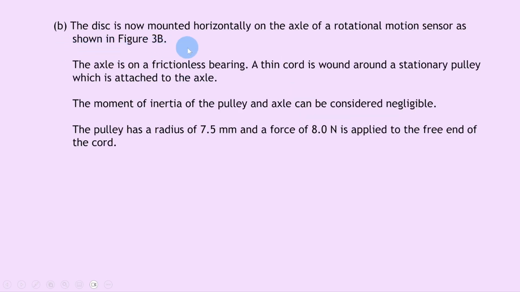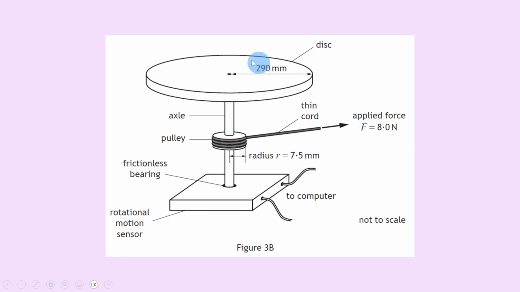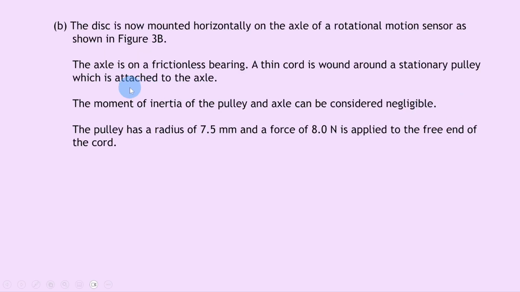Part B says the disc is now mounted horizontally on the axle of a rotational motion sensor as shown in figure 3b. So here's figure 3b where the disc has been placed on this axle on top of a rotational motion sensor. It then says the axle is on a frictionless bearing. A thin cord is wound around a stationary pulley which is attached to the axle. The moment of inertia of the pulley and axle can be considered negligible.